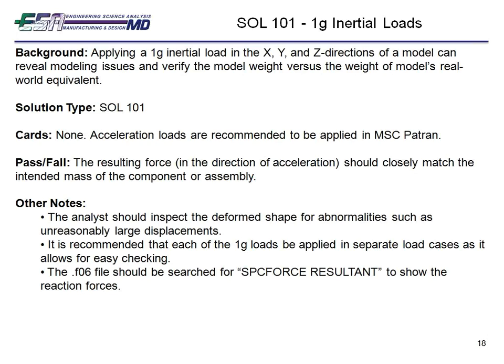So next we have solution 101 checks. That first test you want to run is the 1G inertial loads, and you want to apply a 1G inertial load in the X, Y, and Z directions, and this can help reveal modeling issues and helps verify the weight versus the intended weight, possibly of the real-world equivalent of the model. You want to run this in solution 101.